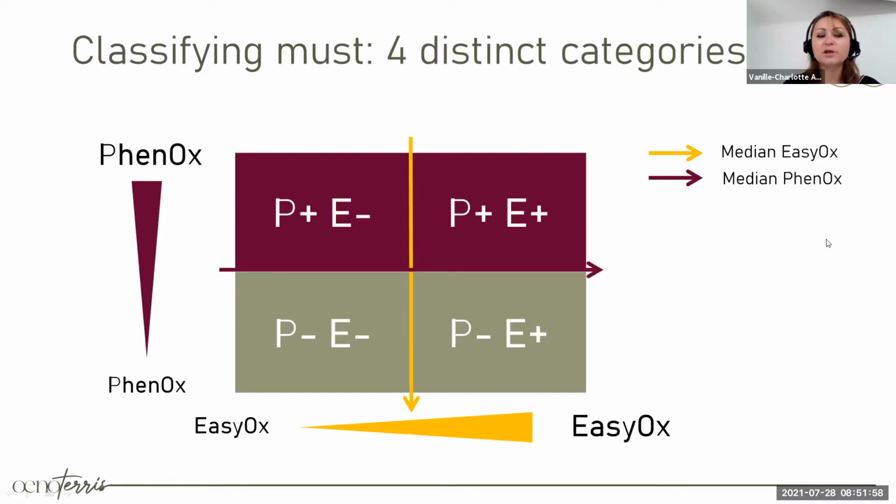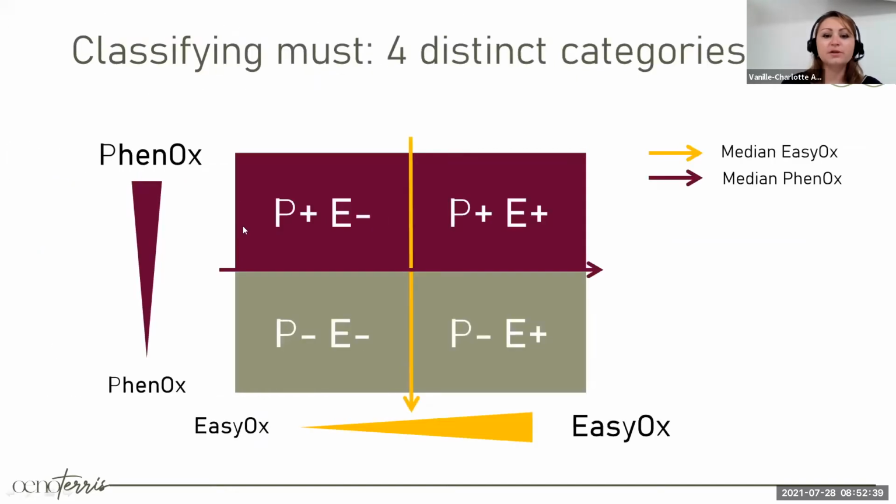So what the PolyScan actually does, and what we were able to gather from data with the PolyScan in the several years that we've been working on it, is that we were able to classify musts in 4 different categories, depending on whether we're looking at a must that has indexes that are higher or lower than the median for the grape variety. For example, if we have a must that has a Phenox index that is higher than the median for the grape variety, we say that this is a P plus must.